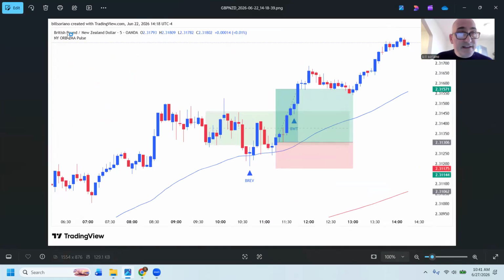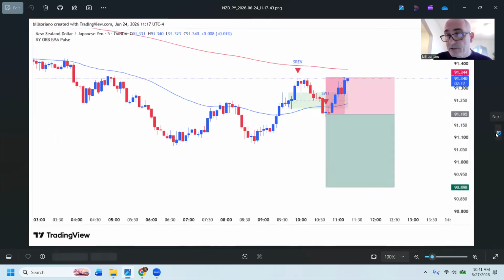Here's a winning trade in GBP NZD. Here's our alert going off here. We get our confirmation. Price moves up within here, 5, 10, 15, 20, 25. Within about 30 minutes, it hits our target price.